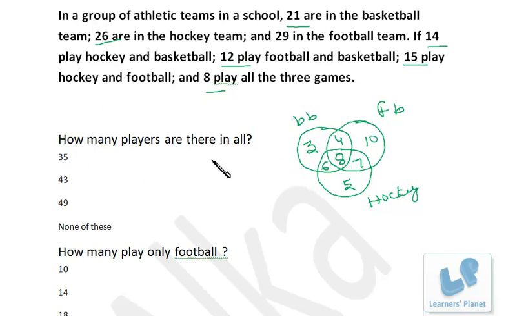How many players are there in all? You just add up all the numbers and you get the answer instantly. 10 plus 5, 15 and 7, 22. 22 plus 4, 26. 26 and 8, 34, 40 and 3, 43, right? So simply you can answer the question. How many play only football? Only football, 10 people. Right? Once you solve the Venn diagram, after that, whatever the number of questions are there, you can answer them instantly. Okay? I hope you are clear.